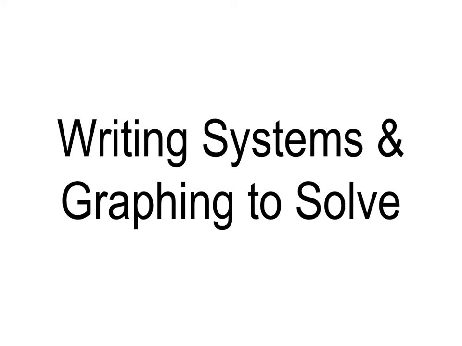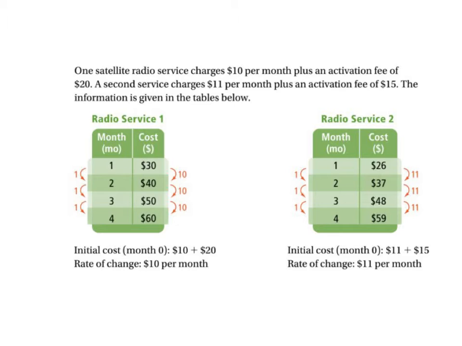Right, hey guys, today we're going to look at writing systems and graphing to solve those. So let's see what we have here. It says one satellite radio service charges $10 per month plus an activation fee of $20. The second service charges $11 per month plus an activation fee of $15. The information is given in the tables below.